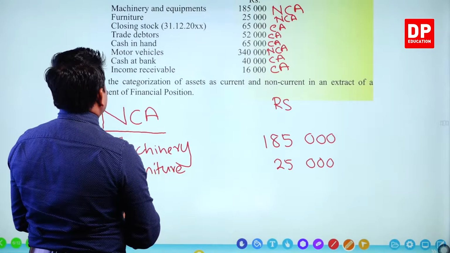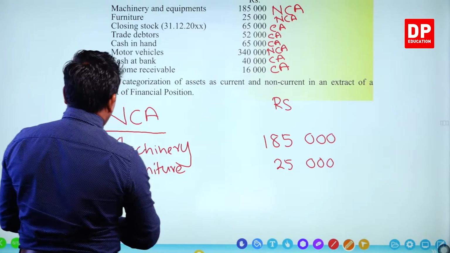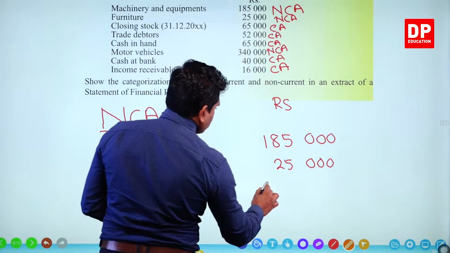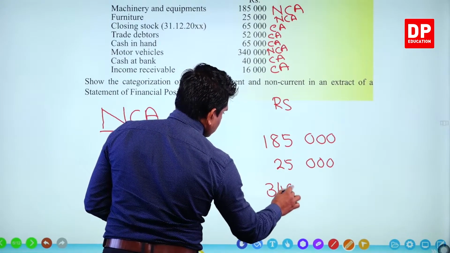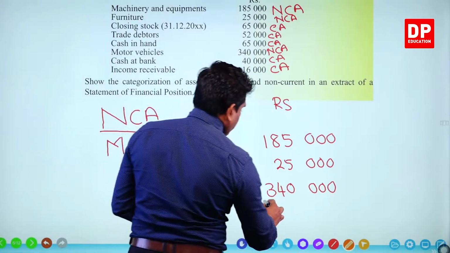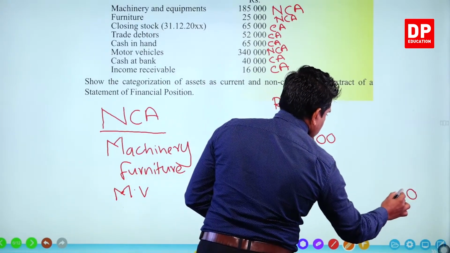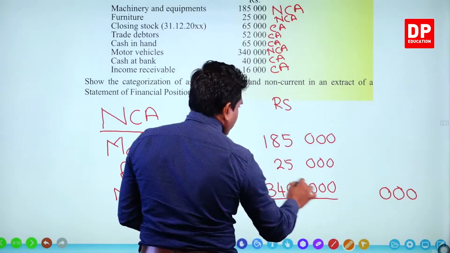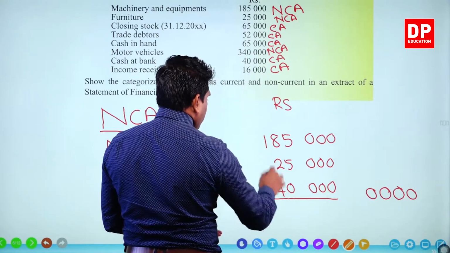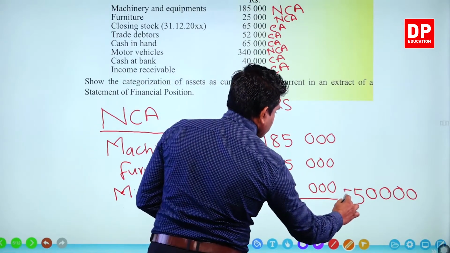Then the motor vehicles. Motor vehicles 340,000. There are only 3 non-current assets. Then you can get the total and it brings here. 0, 0, 0, 5 plus 5, say 1, then 8 plus the 2, 10, 14 and 15, say 1, right? Then 550,000.